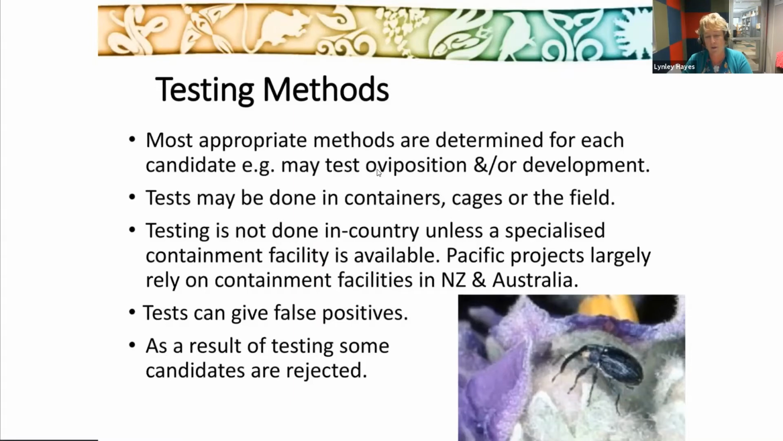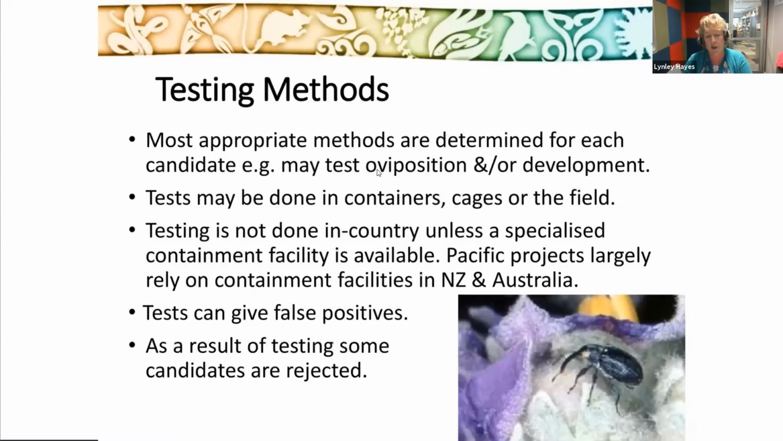We can do tests either in containers or cages, or sometimes it's best to do them in the field. The problem when we are doing testing inside containers or cages is that the insects get confused. The plant volatiles are getting all mixed up. With their host plant in a small room with other plants, they can't distinguish the host plant. They're confused because the smells are all mixed up. In those sorts of situations, sometimes we need to do field tests under much more natural conditions.